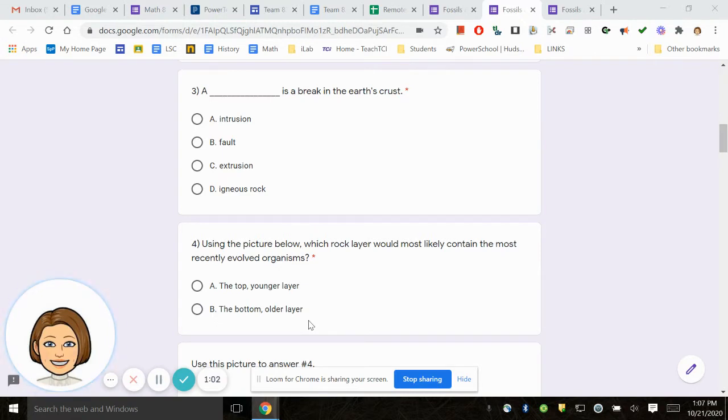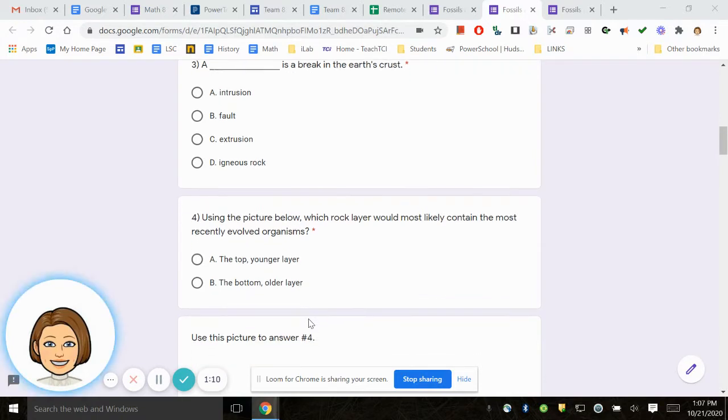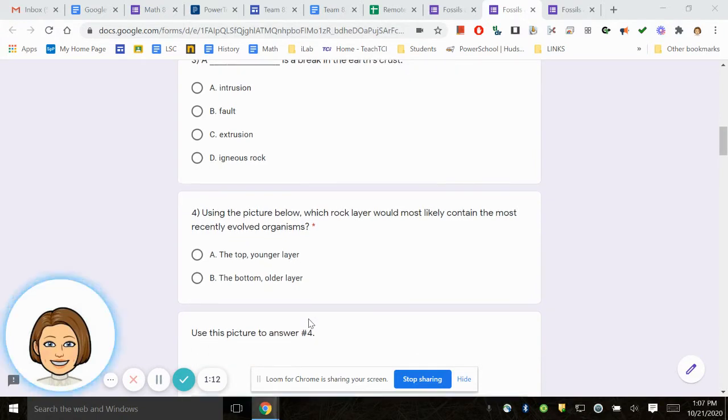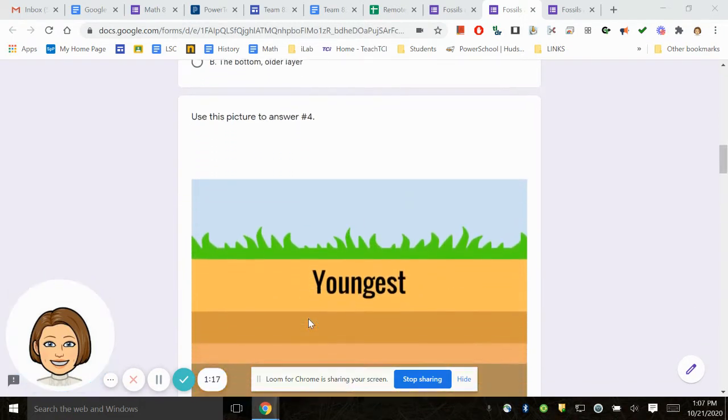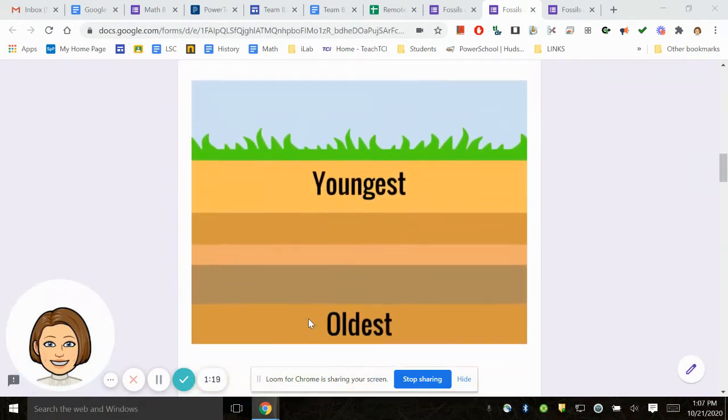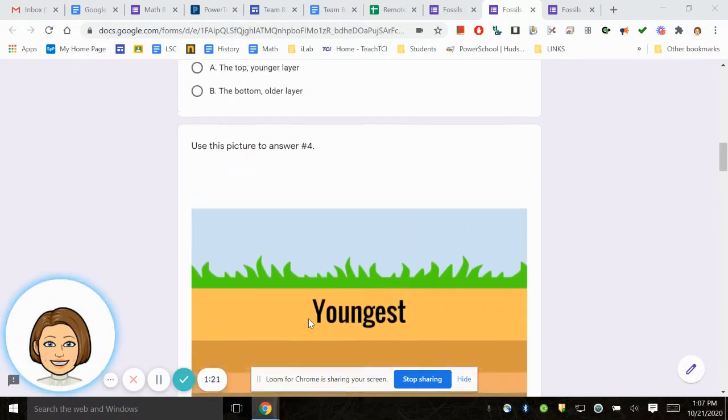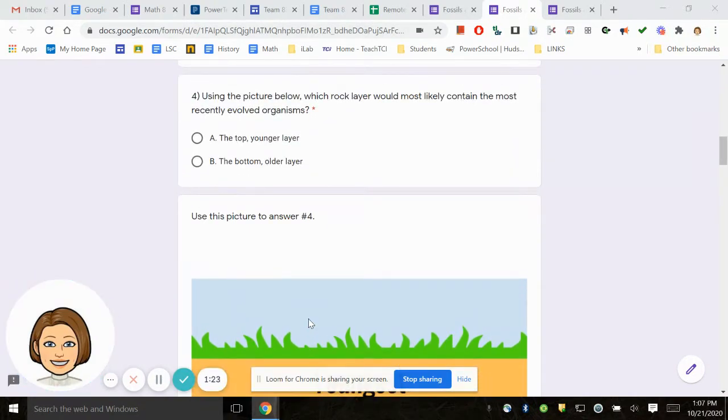Number 4. Using the picture below, which rock layer would most likely contain the most recently evolved organisms? Is it A. the top younger layer or B. the bottom older layer? So here's the picture. Where would you find the most recently evolved organisms?